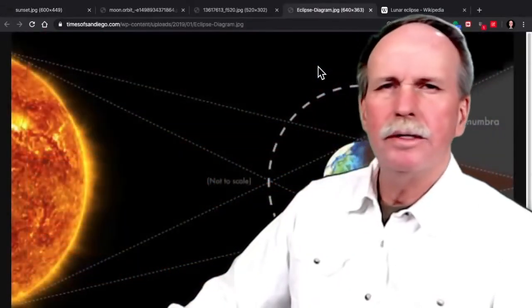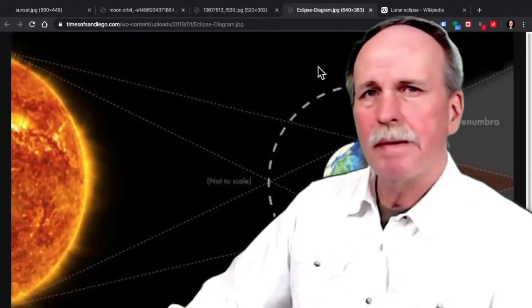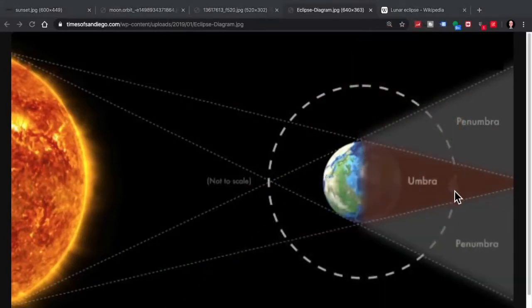Now, how long does a lunar eclipse last? Let's have a look back at this diagram. Now, right here is the moon. The width of the umbra at the level of the moon's orbit is approximately 9,000 kilometers. And that means that at most, it will take the moon 107 minutes to travel completely through the umbra.